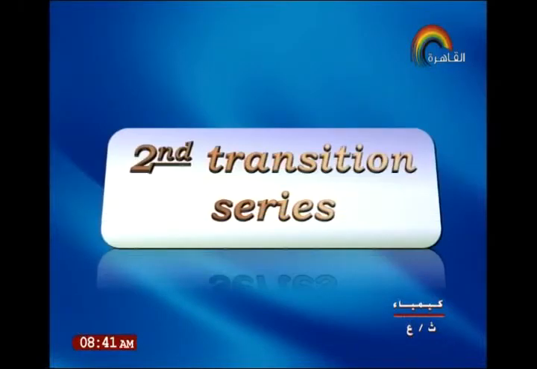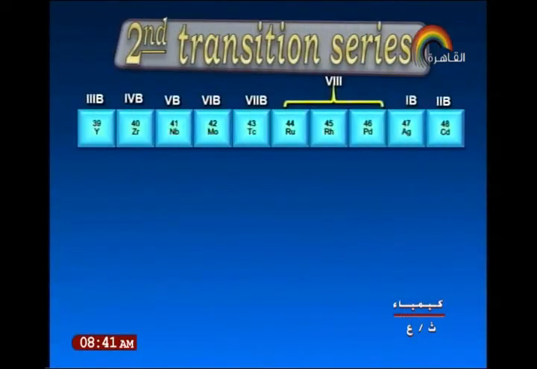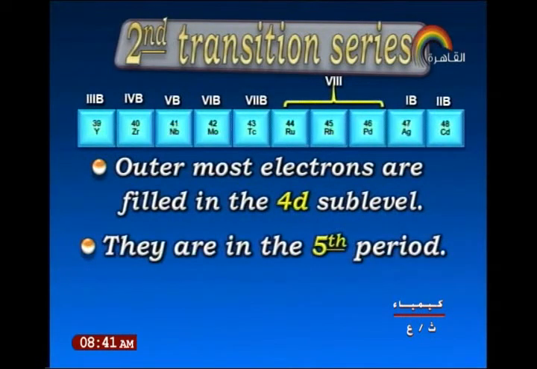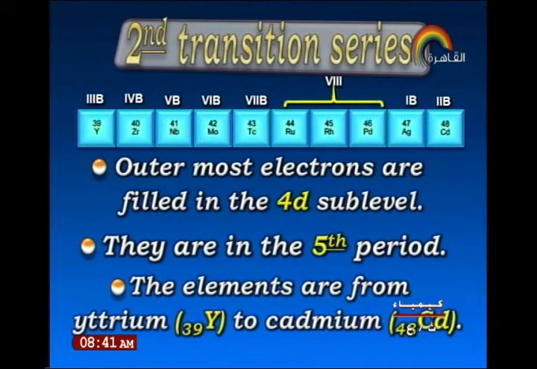In the second transition series, my dear students, these elements are yttrium till cadmium, and these elements fill the sublevel 4d, so the outermost electrons fill the 4d sublevel, where they are found in the 5th period in the periodic table. So, my dear students, the elements are from yttrium that has atomic number 39, ending with cadmium that has atomic number 48.